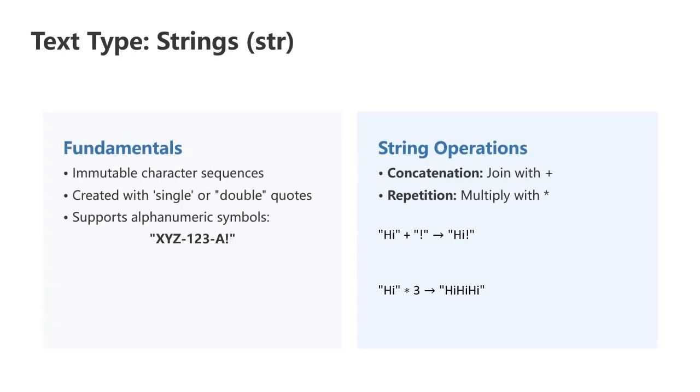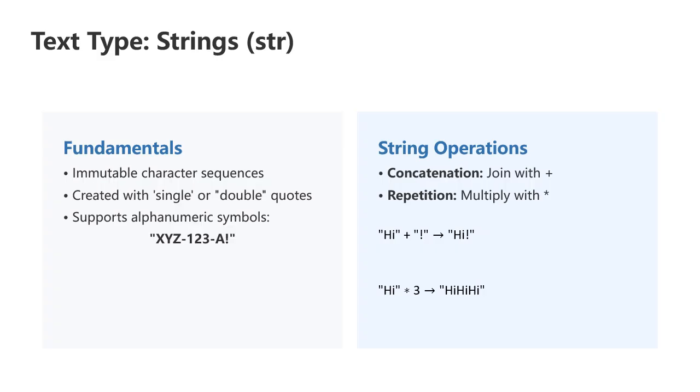Now that we've experimented with variables in the lab, let's dive into our first text-based data type, the string, denoted as str in Python. At its core, a string is an immutable sequence of characters. You create them by wrapping your text in either single or double quotes. It's important to note that strings aren't just for letters. They can contain numbers and symbols too, like a serial number or a complex password.